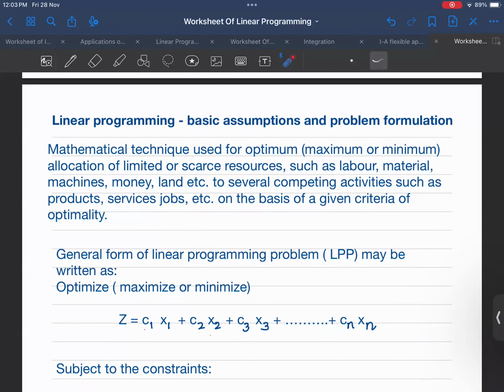Okay, let's start with the linear programming problems. In linear programming, first of all, we will talk about the basic assumptions and problem formulation. We will not do lots of questions based on the formulation as you might have done in the 12th. Even in the class, we have discussed a lot, but still, if you want me to discuss more about the problem formulation, then let me know. I will make a separate video for it.